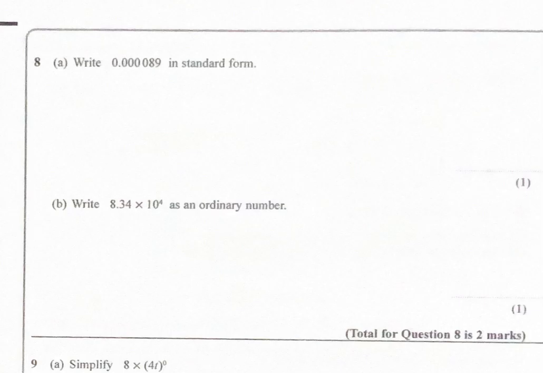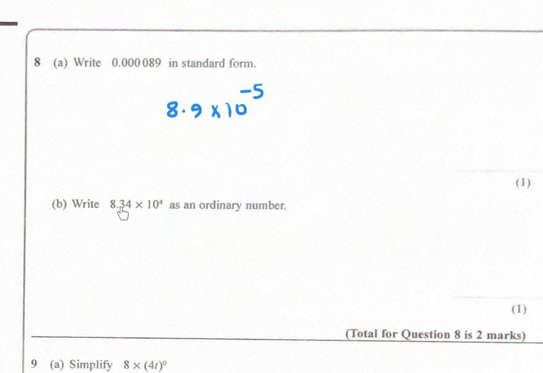Number 8a, write 0.000089 in standard form. So move the decimal point till this number is between 1 and 10. So 8.9 times 10 power. We have 5 digits between the old decimal point and the new one. So times 10 power negative 5.